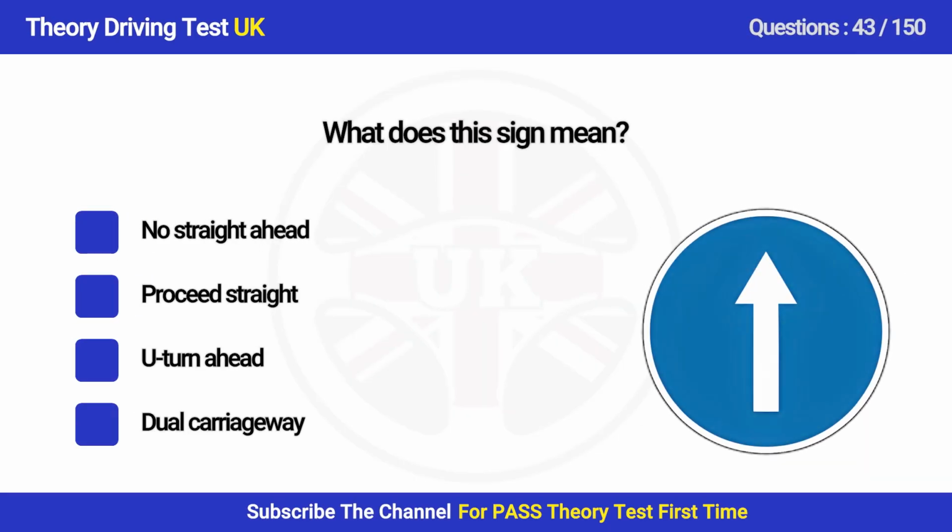A. No straight ahead. B. Proceed straight. C. U-turn ahead. D. Dual carriageway.